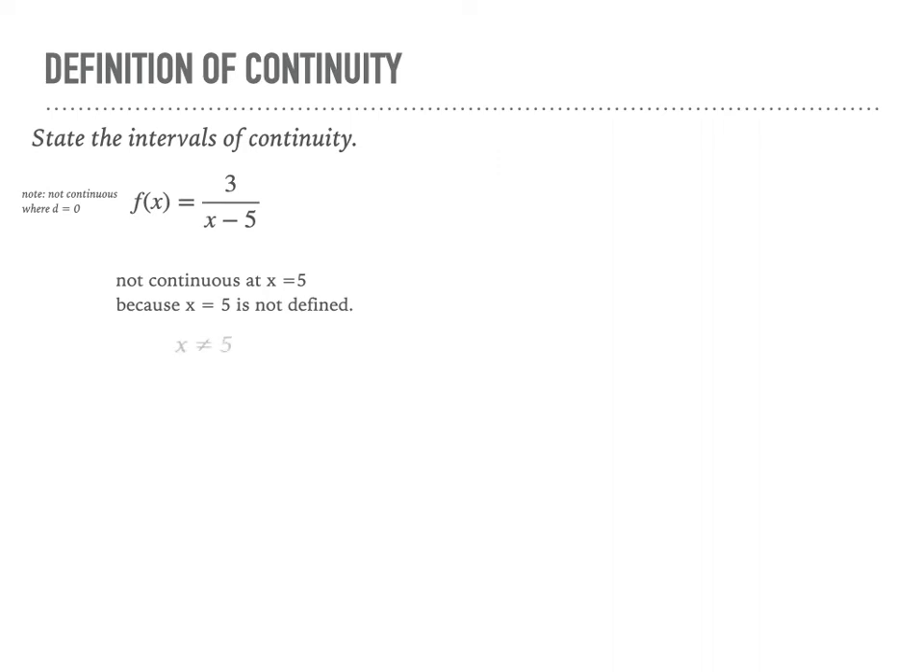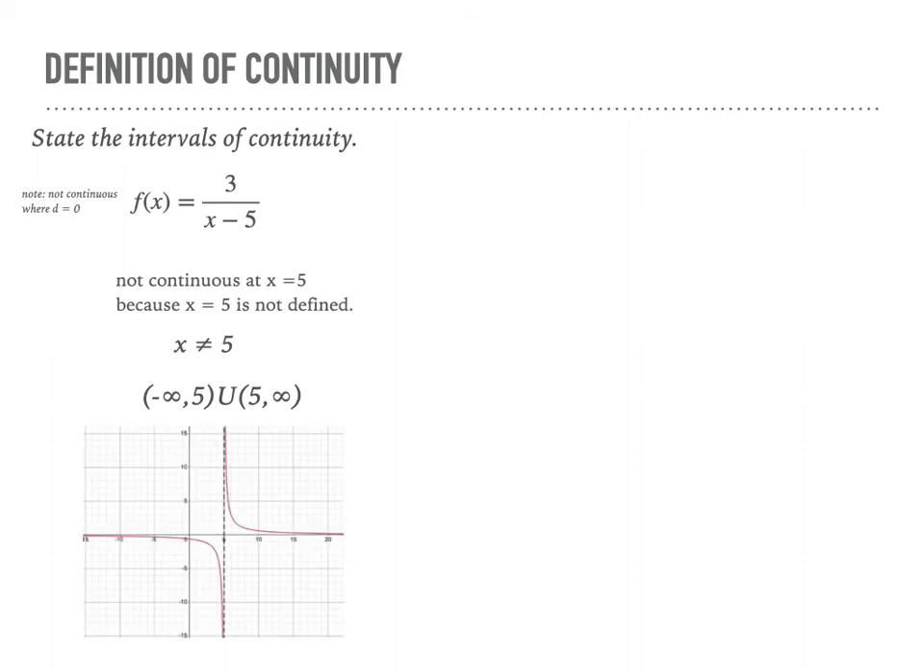So we know that it is not continuous at x equals 5, and that's the only place where it's not continuous. Everywhere else it is. So this is our interval of continuity. And this is the graph. As you can see, there's a vertical asymptote at x equals 5, so therefore it's not continuous.